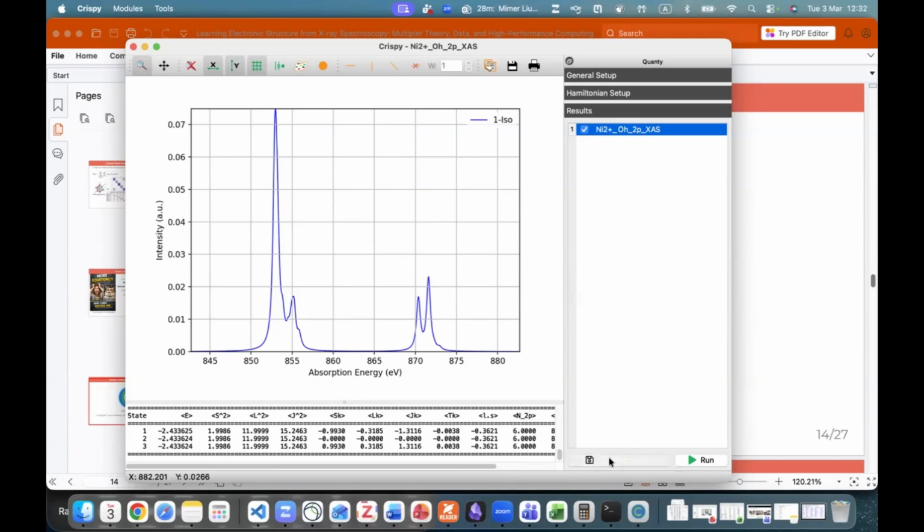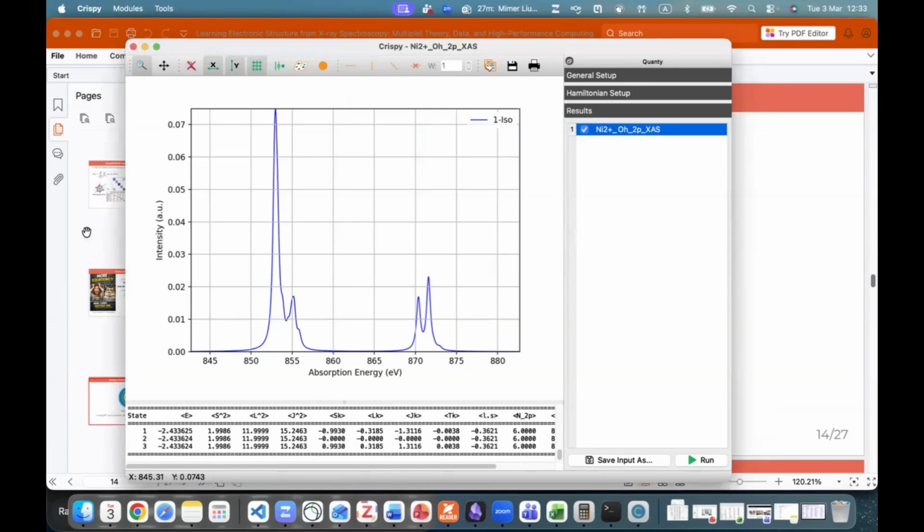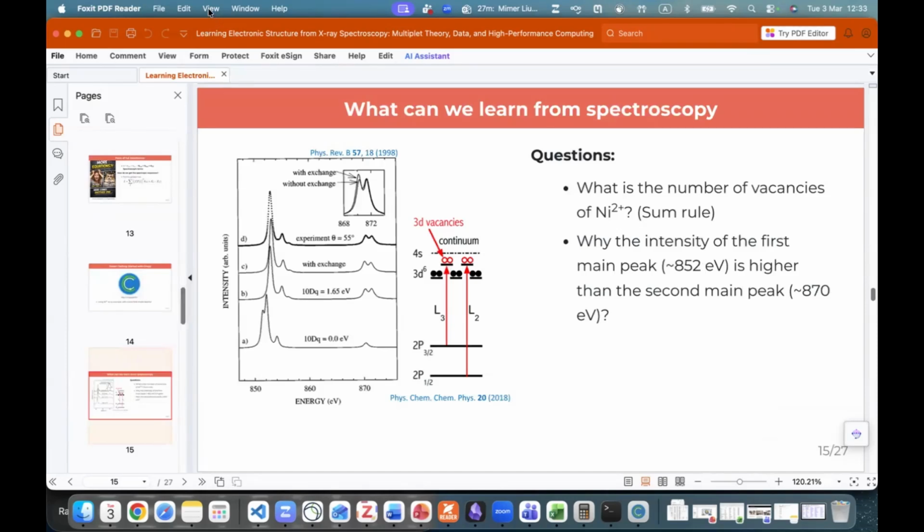There is also a function to save the input as a Quanty input. I will not show it here, but if you save it, it will be a Lua script used by Quanty for the calculation. The purpose is that you have a starting point; maybe you want to fine tune or modify the input of your Hamiltonian, so you can download it, save it as a script, and make some manual changes. But here I mainly want to show some examples I prepared.